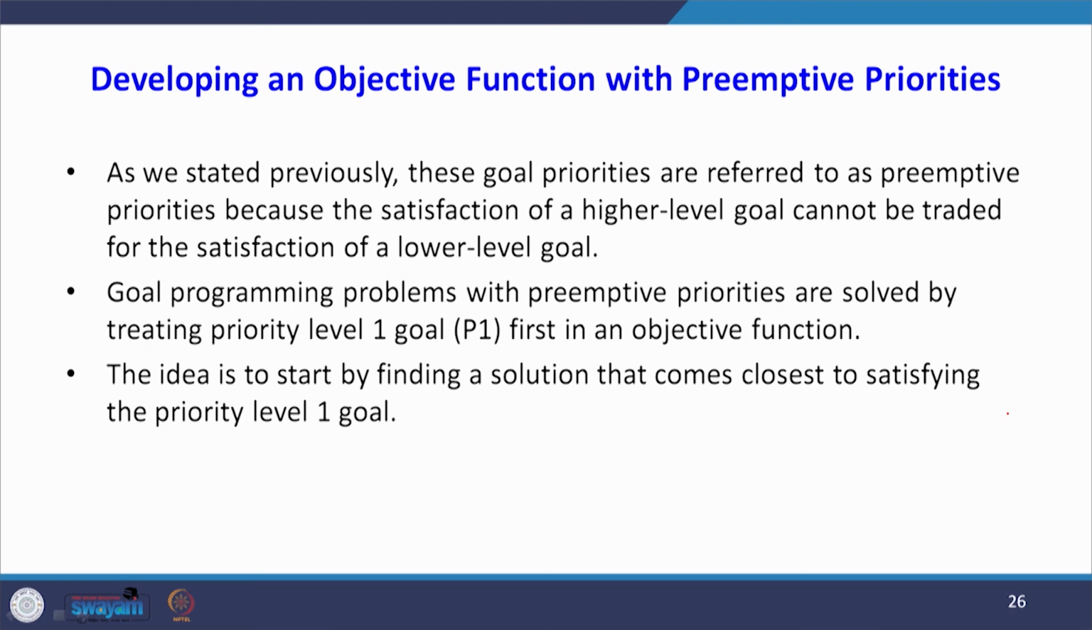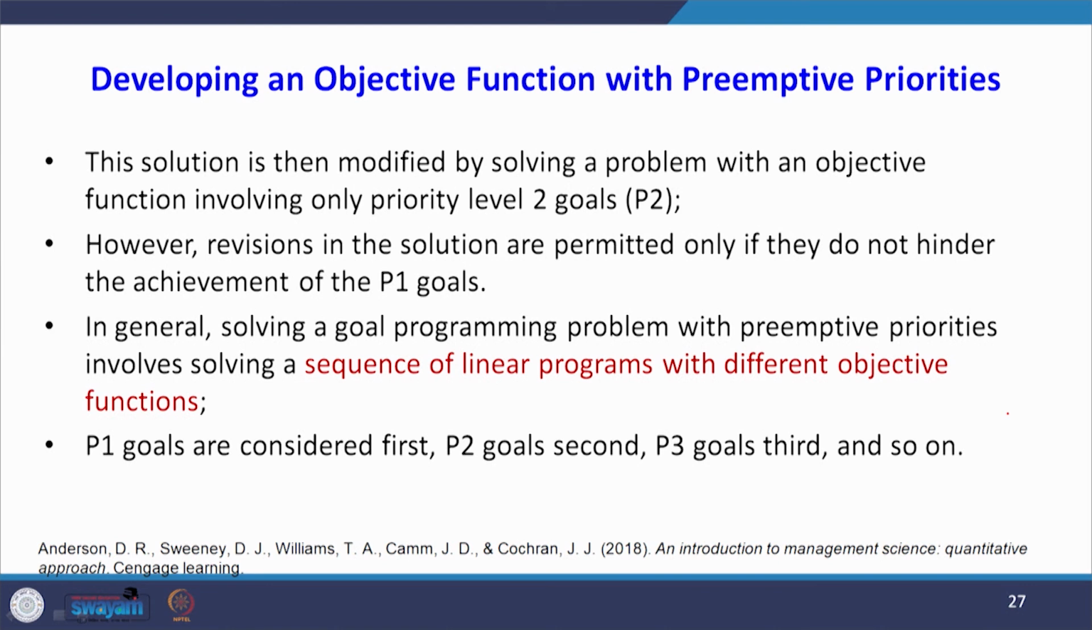Goal programming problems with preemptive priorities are solved by treating the level 1 goal, that is P1, first in the objective function. The idea is to start by finding a solution that comes closest to satisfying the priority level 1 goal. After solving for goal 1, we go for solving goal 2. So, this goal 1 solution is then modified by solving a problem with an objective function involving only priority level 2 goals. So, we will be solving for goal 1. After achieving goal 1, then we will go for solving goal 2.